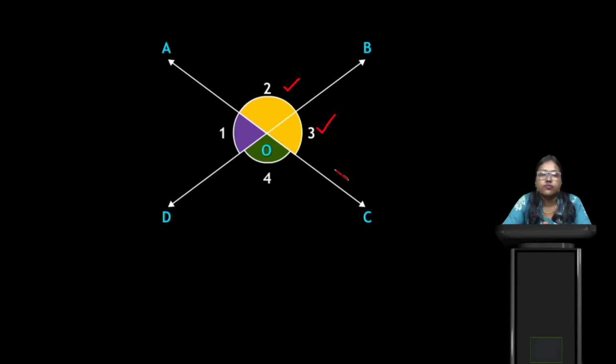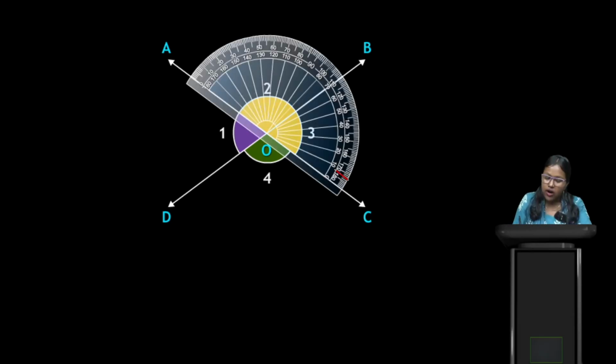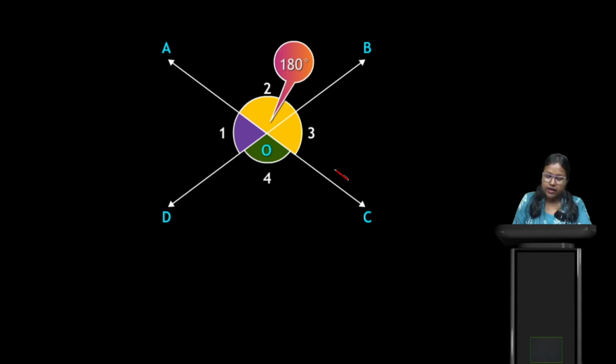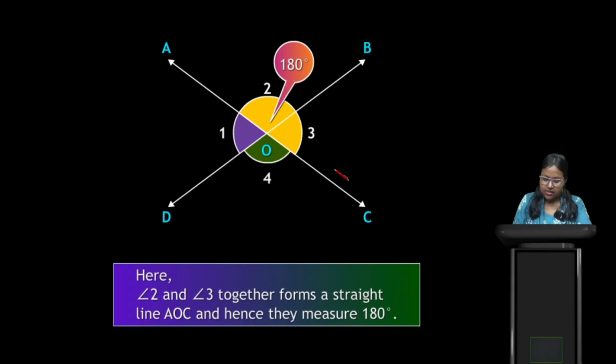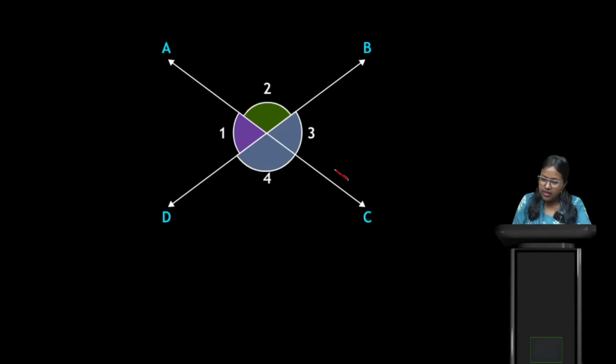Again, if you add angle 2 and angle 3, are you getting a straight line? Yes, very good. And which straight line is it? The straight line is AOC. In the AOC straight line, angle 2 and angle 3 together form the straight line, so again this is 180 degree. Hence they measure 180 degree.